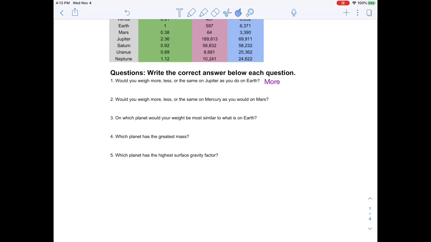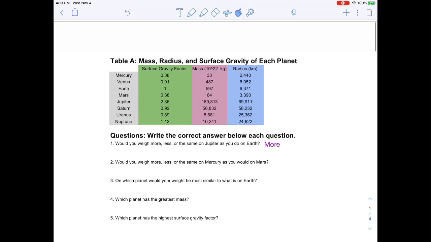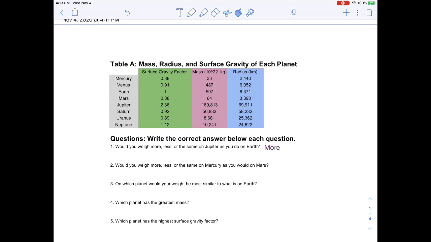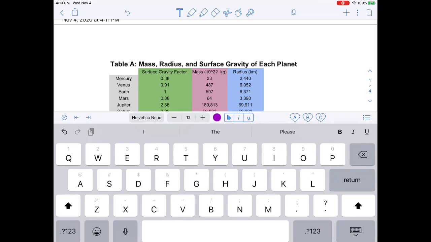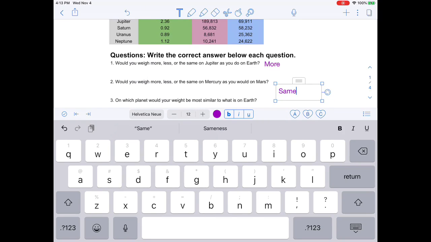Now, the second question says, would you weigh more, less, or the same on Mercury as you would on Mars? Mercury has a surface gravity of 0.38, and Mars has a surface gravity of 0.38. So that's the same gravity factor, which means you would weigh the same. So I'm going to write same right here.